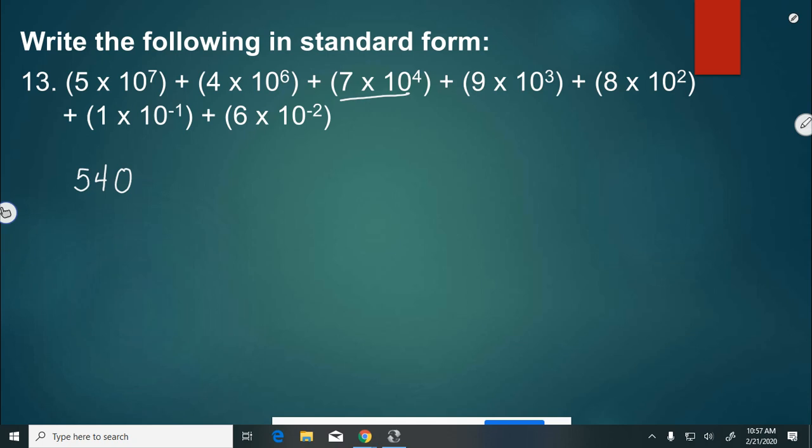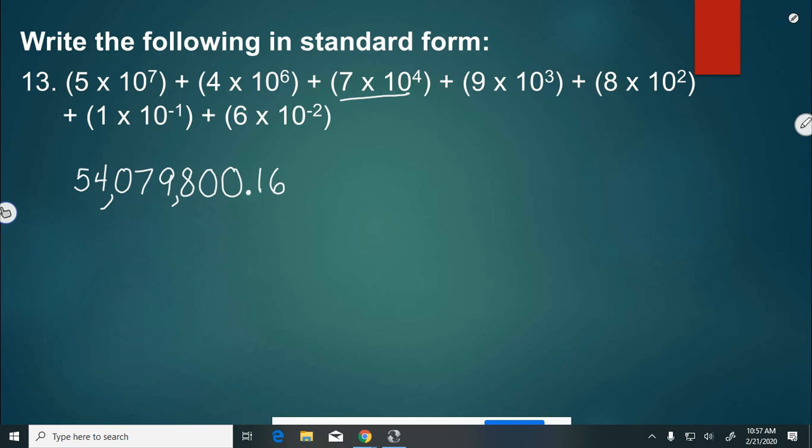And we have 7 times 10 to the 4th. So I'm going to write 7. Then plus 9 times 10 to the 3rd. So I'm going to write plus 9 or put the 9 in there. And 8 times 10 squared. And then we don't have a 1 or a 0. So I'm going to put in 2 zeros. And then we have a 1 to the negative first. So that's 1 in the tenths place, and a 6 times 10 to the negative second, so that's a 6 in the hundredths place. So I can fill in my missing commas, and we have 54,079,816 hundredths.